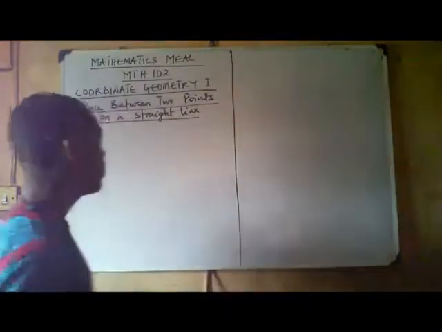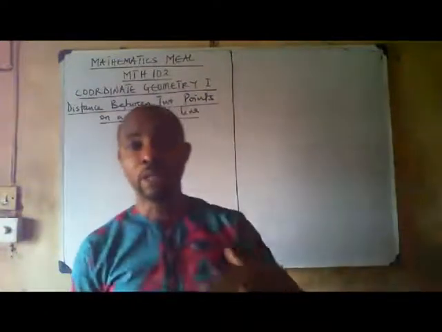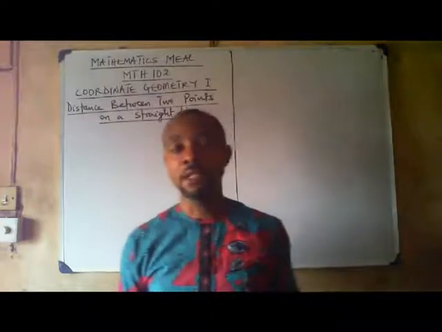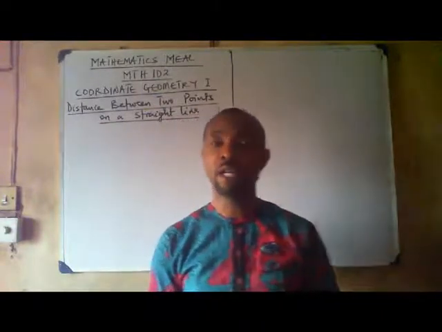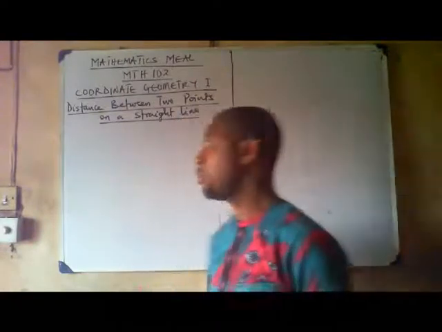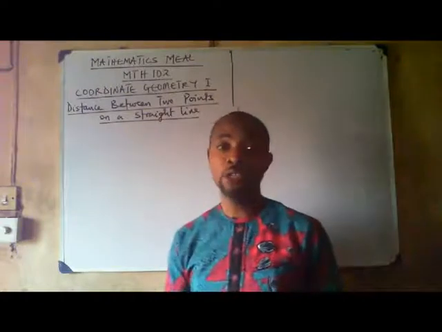We are still on Maths 102, and we are still on Coordinate Geometry 1. We have looked at the basics, the foundation to Coordinate Geometry 1, and we want to move to another part of Coordinate Geometry 1. And in this video, we are going to consider distance between 2 points on a straight line.